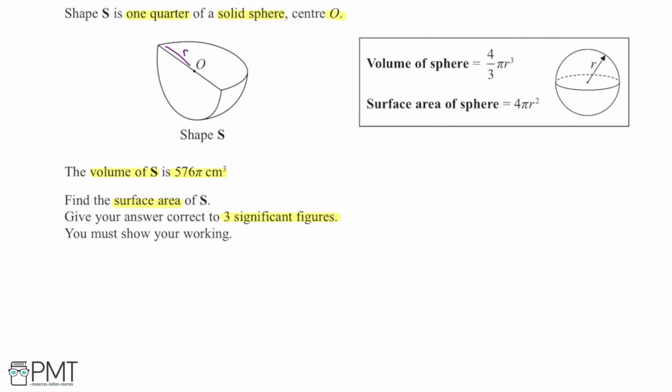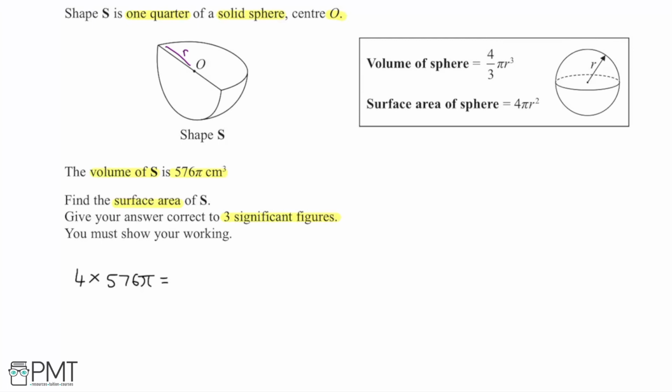So if we have the volume of S to be 576 pi, that is 1/4 of a sphere. So if we were to multiply the volume of S by 4, we're now going to have the volume of what the sphere would be if it was a complete sphere. And it's going to have the same radius that this sphere has, it's just going to be the complete sphere, not 1/4, not a segment of it.